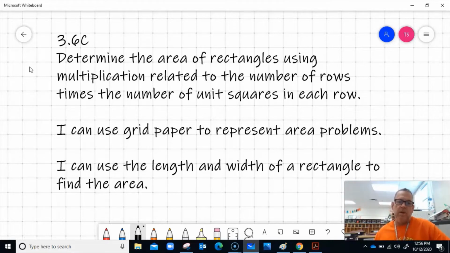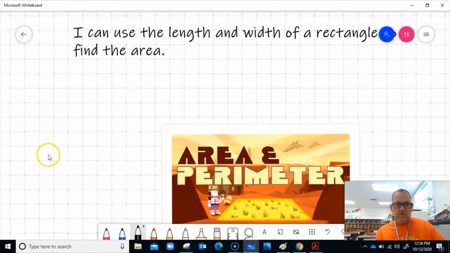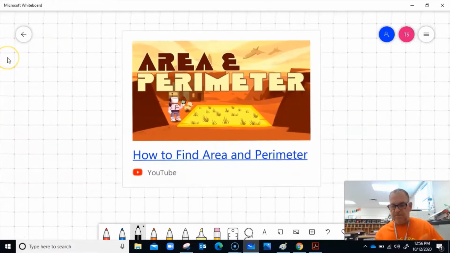in each row. And what we want to be able to do by the end of this lesson is I can use grid paper to represent area problems, and I can use the length and the width of a rectangle to find the area. So we'll go ahead and look at this video real quick. It's going to kind of help us differentiate or tell the difference between area and perimeter, because I find that is probably the biggest misconception third graders have when they're working on area and perimeter problems.